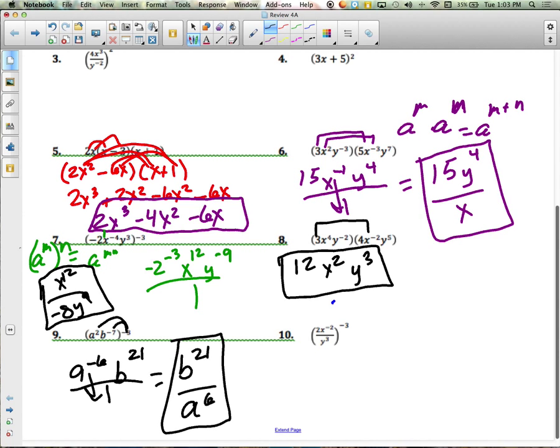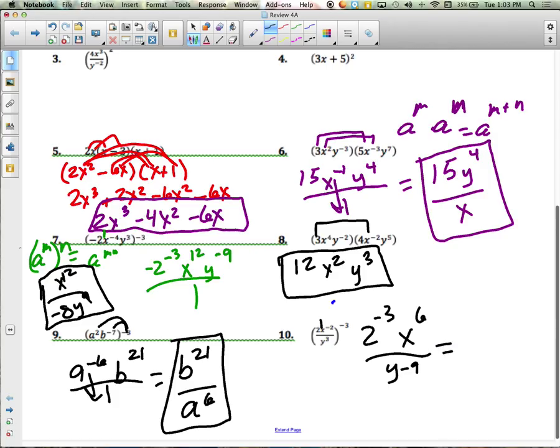And then number 10 as well. We have to distribute the exponent outside. The 2 has a 1, so it's going to be 2. 1 times negative 3 is negative 3. And then we have our x. Negative 2 times negative 3 is positive 6. Then you have your y, and then that would be 3 times negative 3 is negative 9.